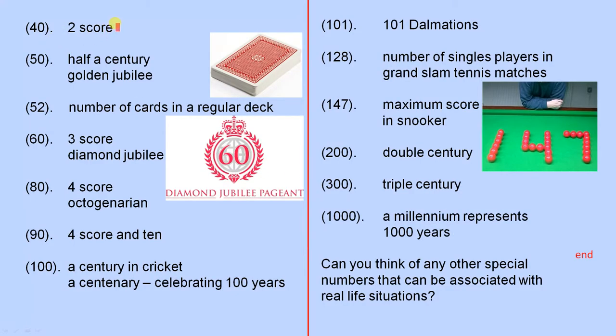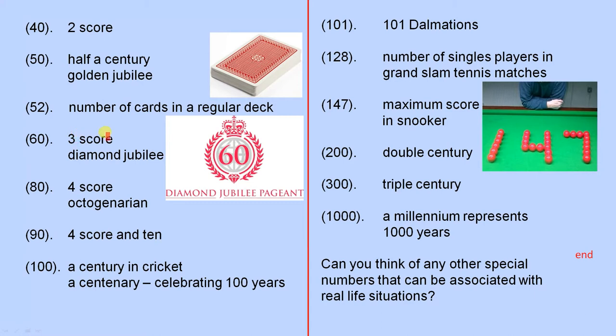40 is 2 score, because if 1 score is 20, then 40 must be 2 score. 50 is half a century, so in cricket if you score 50, that's called half a century. That's also a golden jubilee if you're celebrating a 50th anniversary. 52 is the number of cards in a regular deck. So if you know how to play cards, or if you know about cards, you'll be familiar with that.